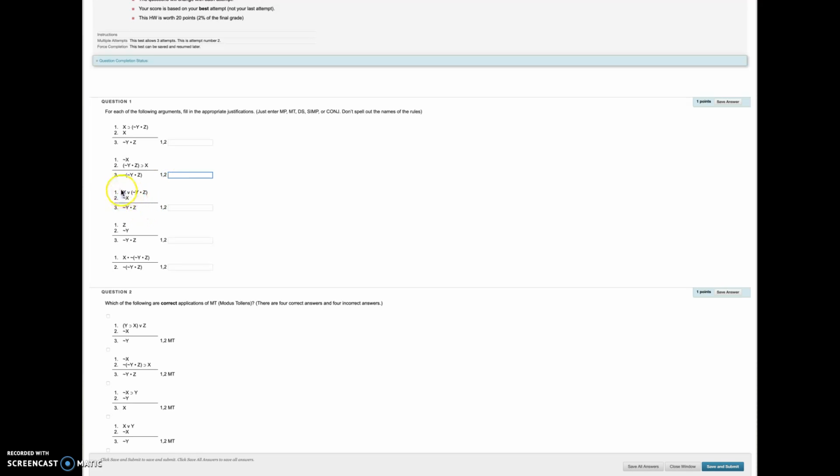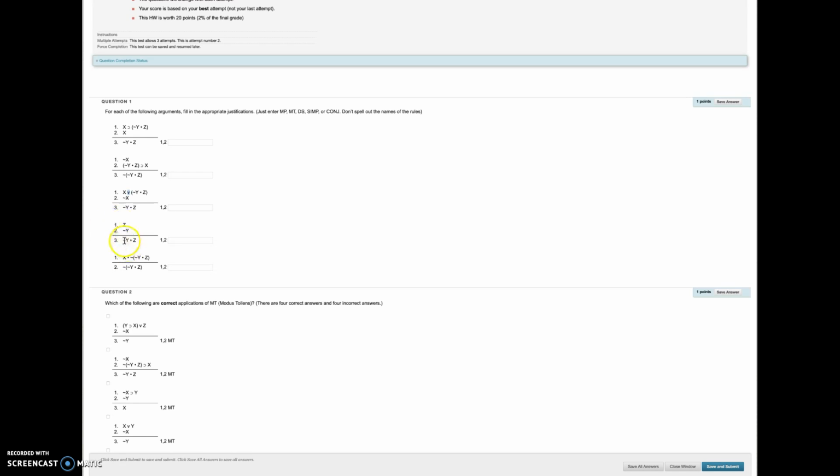Okay, the next one has a disjunction as its main operator. Which rule applies to disjunctions? Modus ponens, modus tollens, disjunctive syllogism, simplification, or conjunction. So we have a disjunction, we have the negation of one disjunct, and then the other disjunct is on line 3. So what rule could we use to derive that? Hint, disjunction. Disjunctive syllogism is a rule.